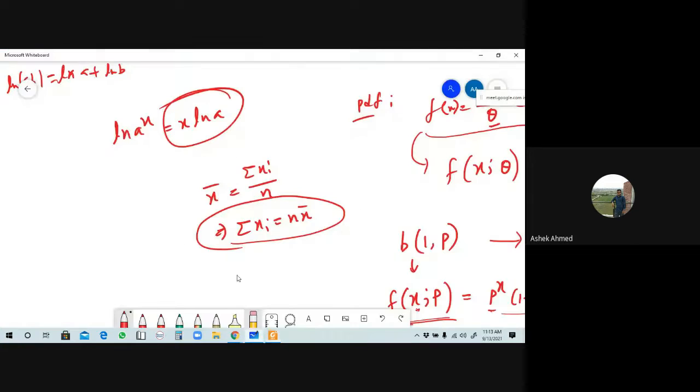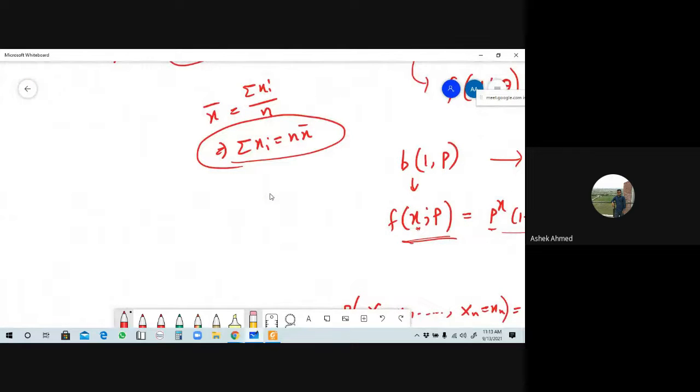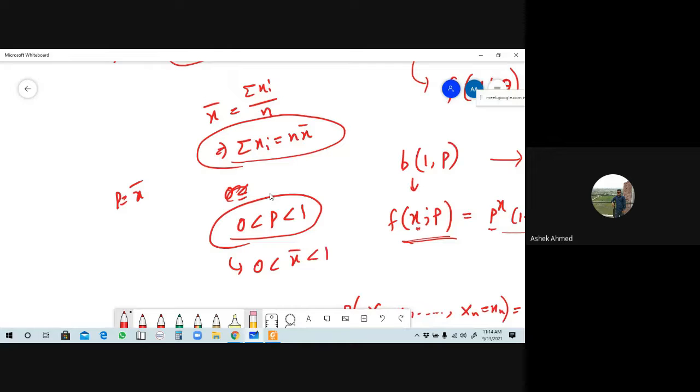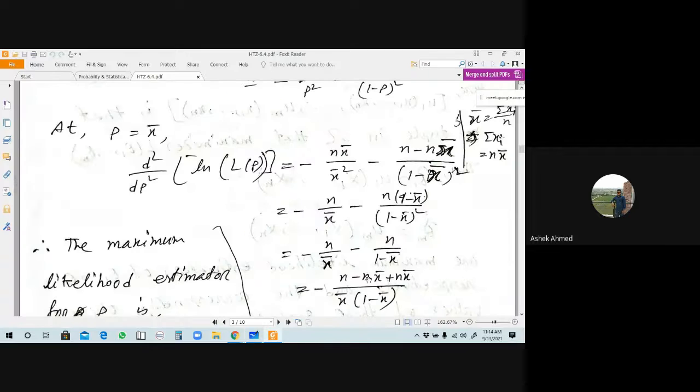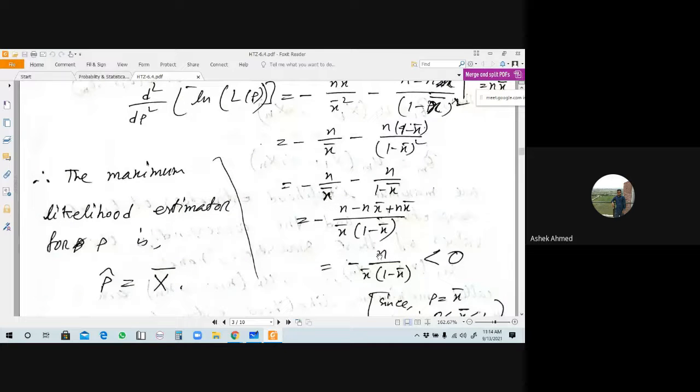In the binomial trial we know that the value of p lies between 0 and 1, is it right? Okay, 0 is less than p is less than 1. Since p is x bar here, we can say that x bar also lies between 0 and 1, so 0 is less than x bar is less than 1. From here we can say that x bar is positive, and n is an integer number 1, 2, 3, 4, up to infinity.